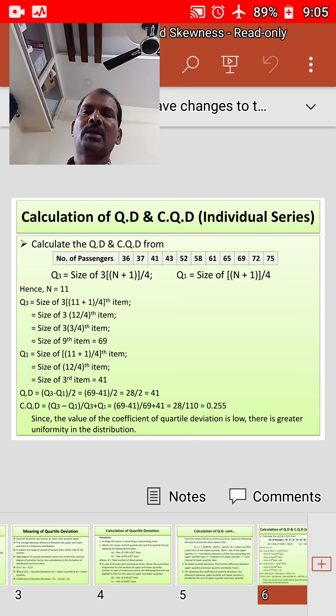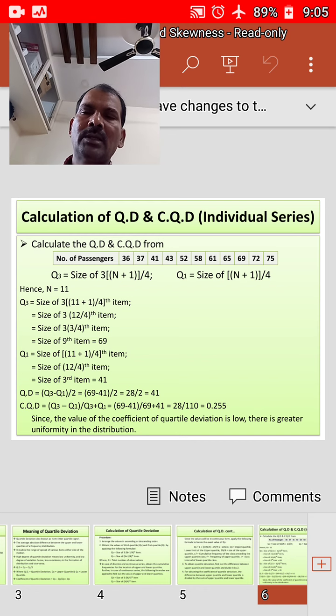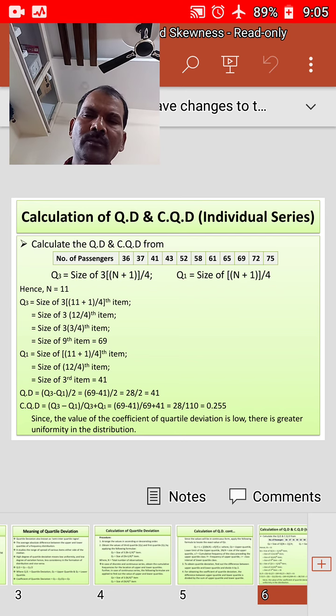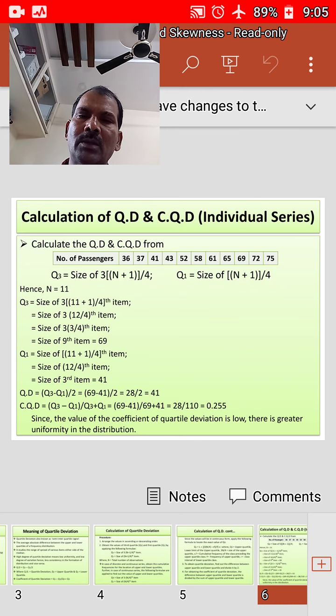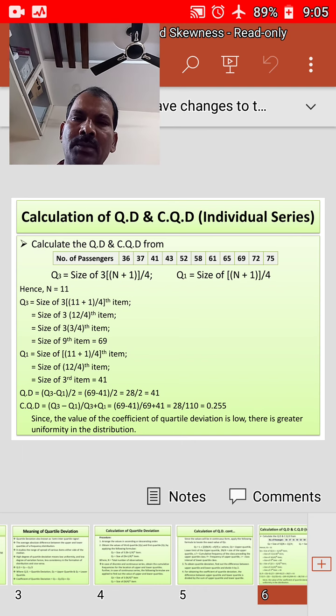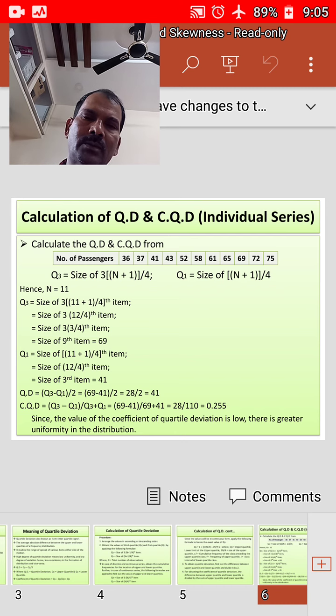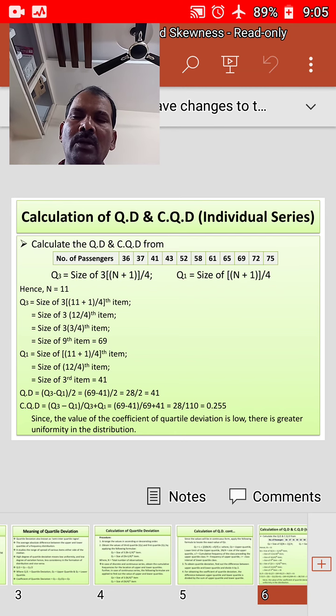In the same manner we need to find Q1. Size of (n plus 1) by 4th item, where we know the value of n is 11. 12 by 4, that is the third item. Four threes are 12, hence third item. If you see in the PPT given, you will observe that the third item will be 41.